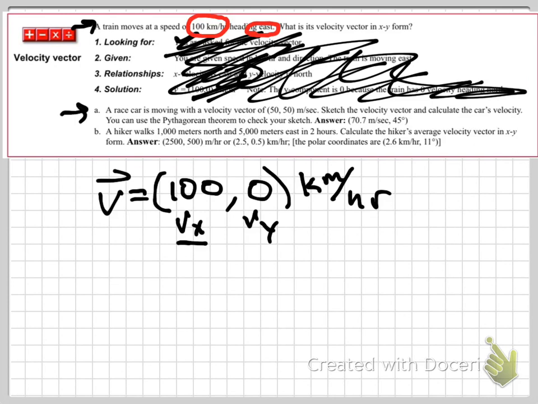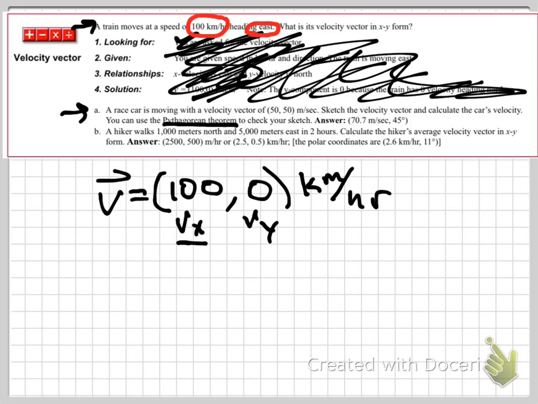So letter A here. If you have a race car moving with a velocity vector of 50, 50 meters per second, sketch that velocity vector and calculate the car's velocity. You'd have to use the Pythagorean theorem. If you don't know what that means, that's fine. We're just going to sketch the vector here just for fun.